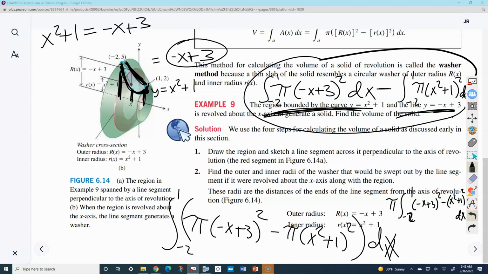And when we're getting the calculator to help us with this stuff, it might not be too bad. If I were having to do this by hand, I would expand this and expand this, combine like terms, then use the power rule.